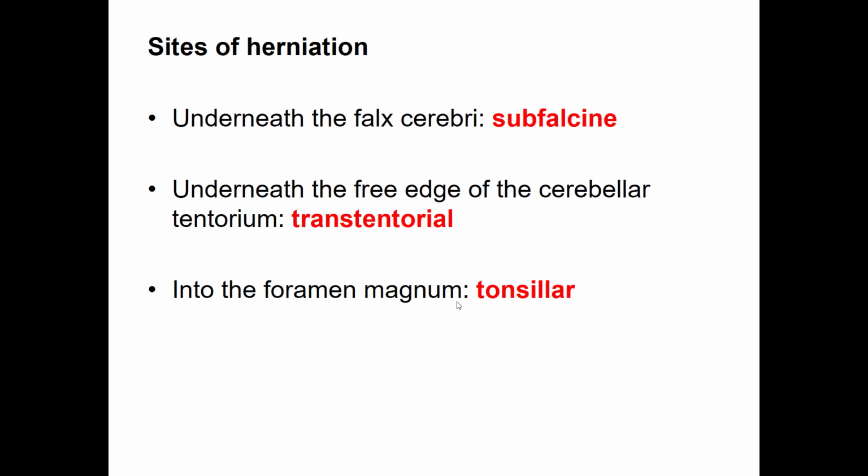One is underneath the falx of the cerebrum, the subfalcine herniation, when the cingulate gyrus is going to become herniated. The next one is the so-called transtentorial, when underneath the free edge of the cerebellar tentorium, usually the uncus of the parahippocampal gyrus is going to be herniated through, and there is the herniation into the foramen magnum of the cerebellar tonsils, which is called tonsillar herniation or cerebellar herniation.